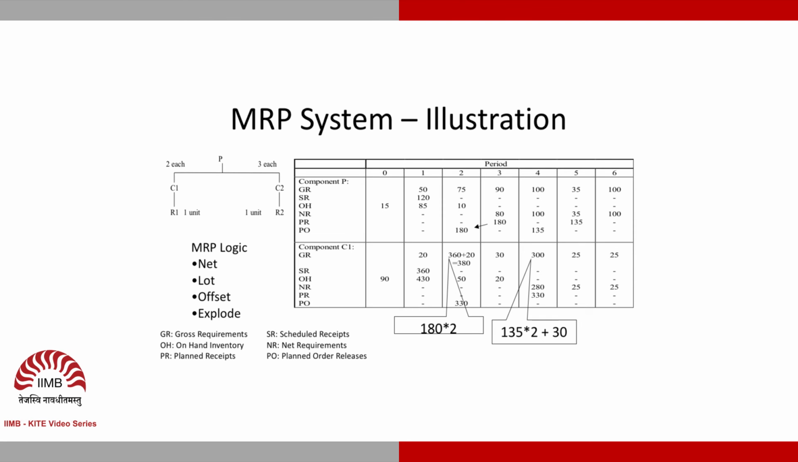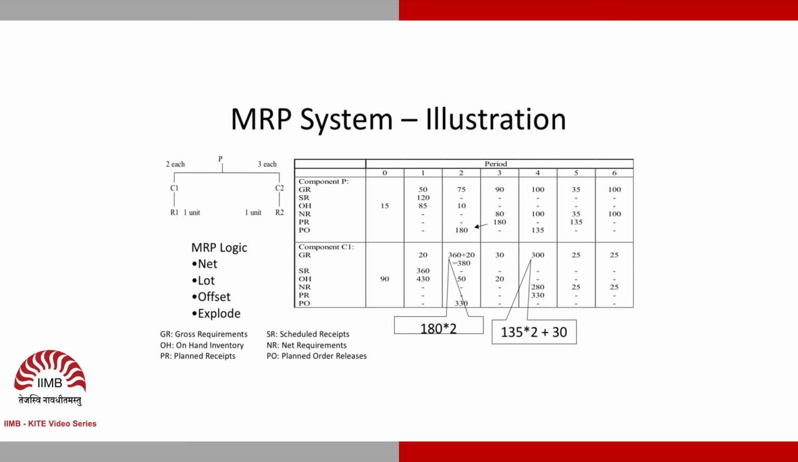Now, we are looking at the third step, offset. Lead time for item P is 1 period. So, if a lot of 180 is required in period 3, we have to release that order in period 2, and that is what we are showing with a small arrow, 180 in period 2 against PO, that is planned order release. Likewise, the next planned order release is in period 4, which is 135. By this time, we have actually completed what we can call the MRP table for component P.